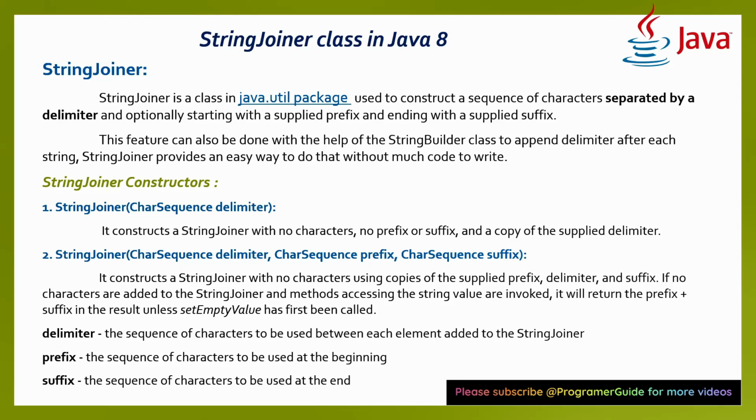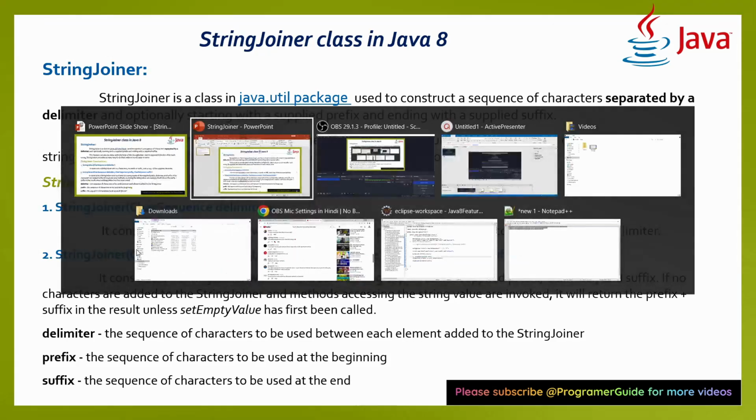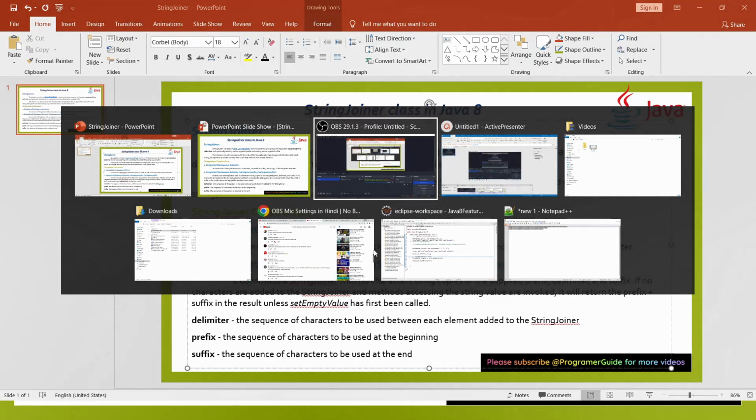One is StringJoiner with a CharSequence delimiter. Whatever data is between each and every element, if you want to add a delimiter, you can add it here. That means it is not going to use any prefix or suffix, and it is going to construct the data as per the given delimiter. Let me show one example, and you will understand.